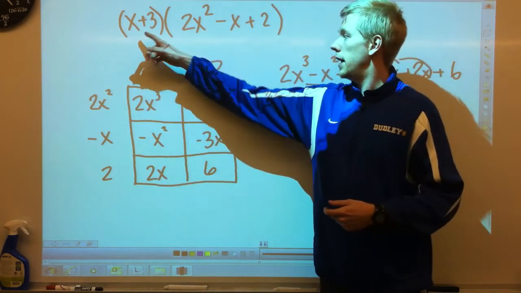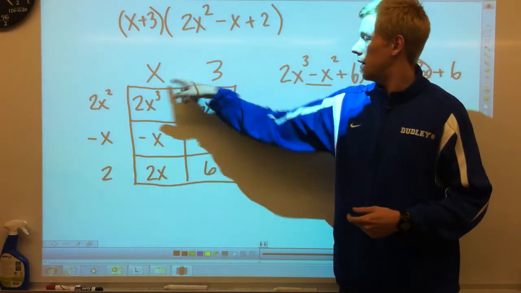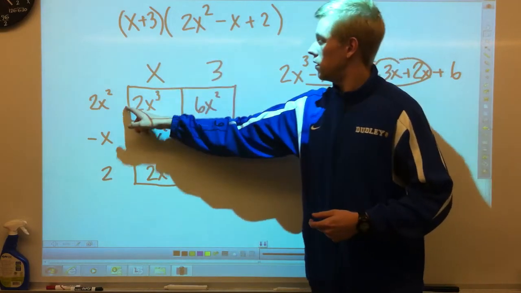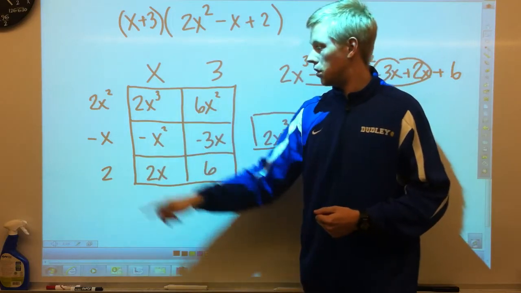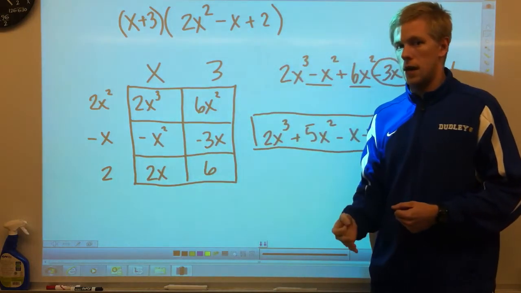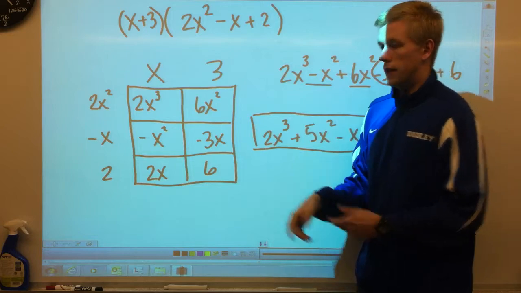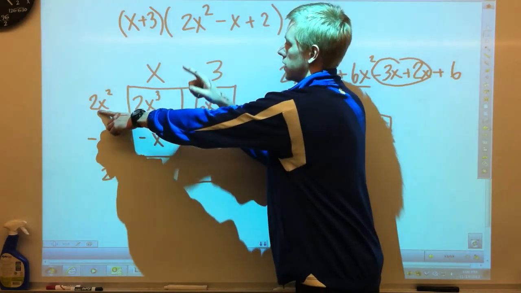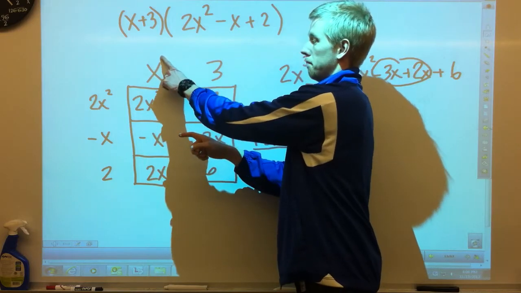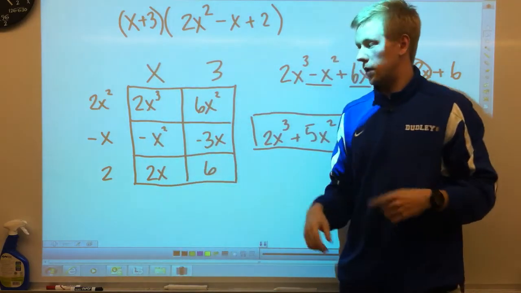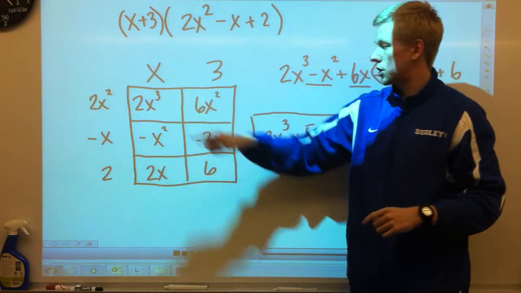So I take my first term, x and 3. I have that there. Then I have 2x squared on the side, a negative x on the side, and a positive 2 on the side. So you have 3 terms going down the side because it's a trinomial. Then you just fill in the box. 2x squared times an x, that is 2x cubed. Remember there's an imaginary 1 on top of that x, so I can add that 2 plus 1 to get 2x cubed.